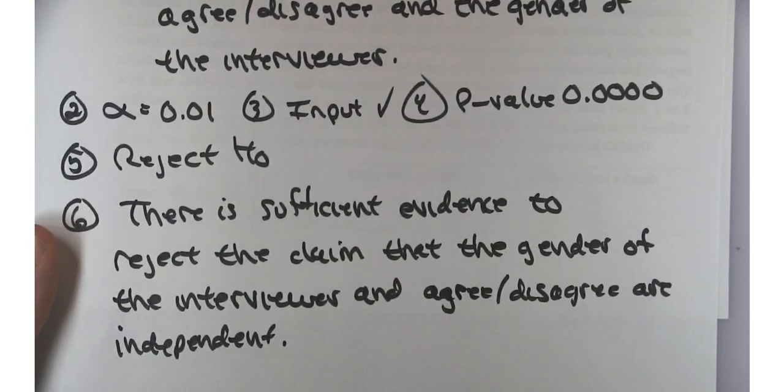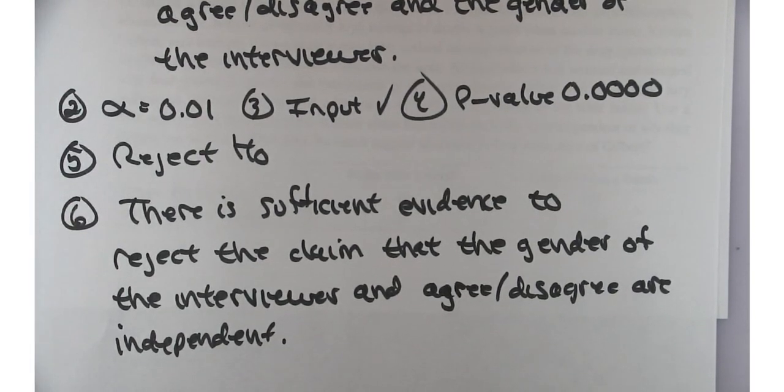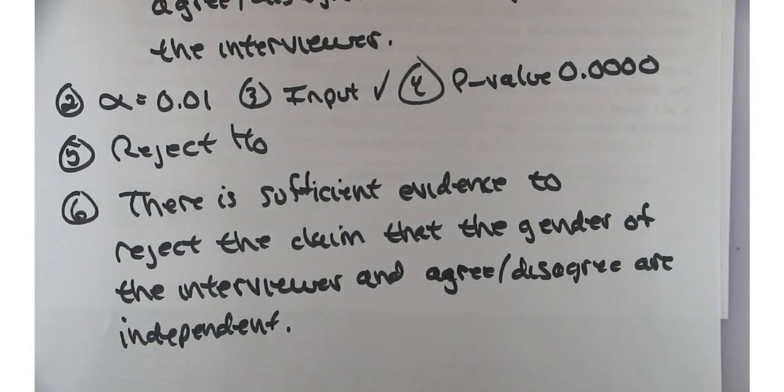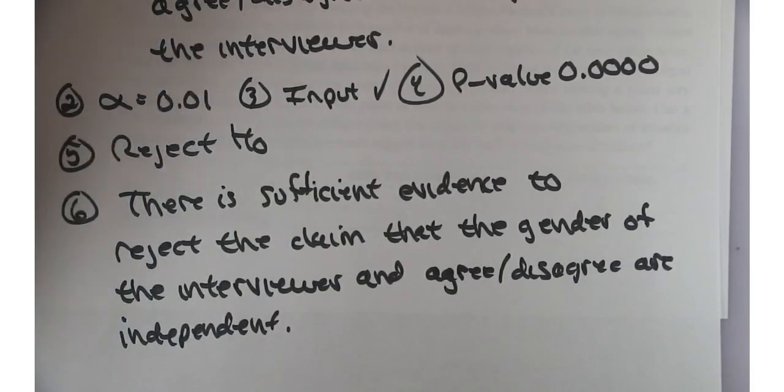And like I said, you could also state it that the data support the claim that there's an association between gender of the interviewer and agree/disagree. So there's a couple ways you can word that. I think you've seen both of them here at this point. Are we okay with the conclusion there?